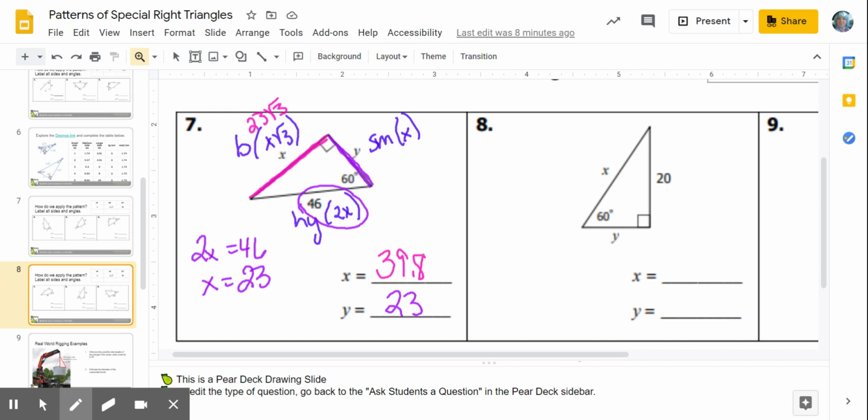39.8, 39.9, either way. Yep. Beautiful. Love it.